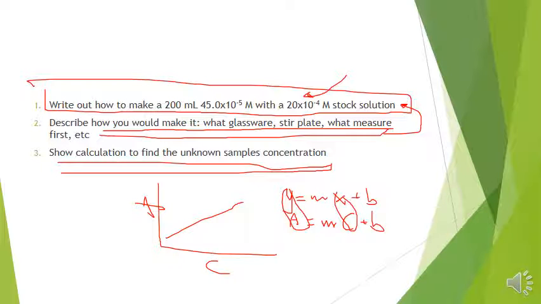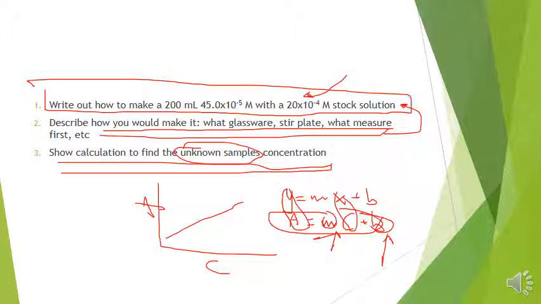On the quiz, you knew what m and b were. So I want you to write this equation out with its actual m and b, and show me how I came up with the sample's concentration. You had to rearrange the equation, so C equals so forth.